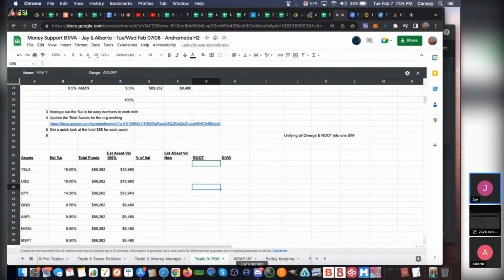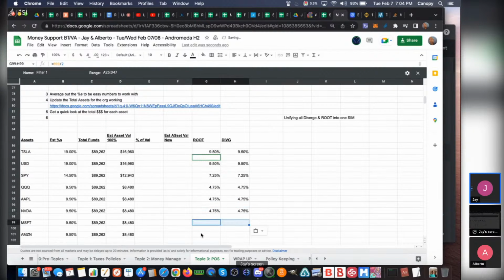Yeah, but let's just start with the 50% mark. So we're just dividing each of these by 50%, which is going to get us the percentage in root and the percentage in diverge, right? They're just the same. That's just going to be a starting point, but that is not in any way close to our ending point. This is just getting us started.